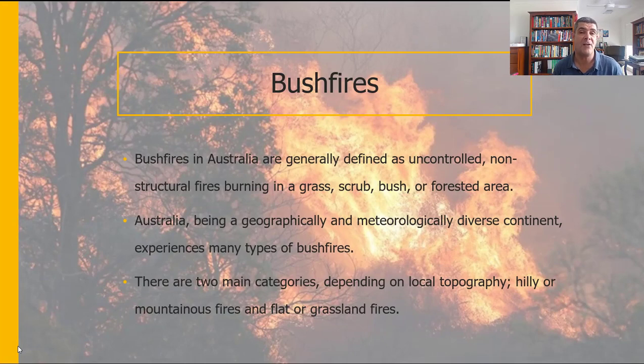Well, bushfires are very much a part of the Australian scene. They're generally described as uncontrolled, non-structural fires which burn in grass, scrub, bush, or forested area. There's two main types that we can see, those that are more mountainous and those that are more on the flatlands or grasslands. Now, depending on where these are located, how dense the bush is, and also the exposure to things like wind, this can be fires that are kept relatively in control or can burn virtually absolutely out of control.